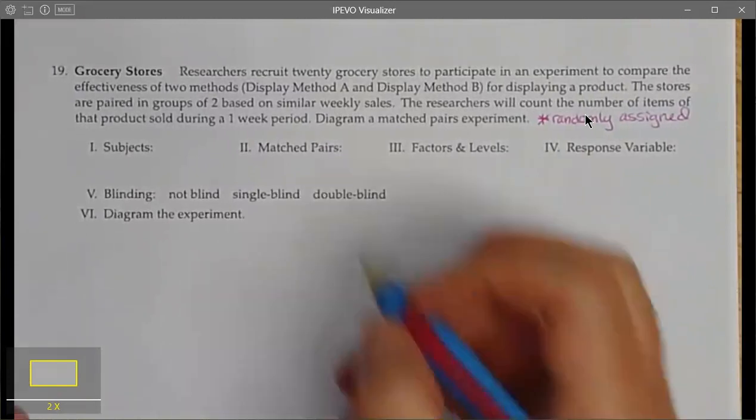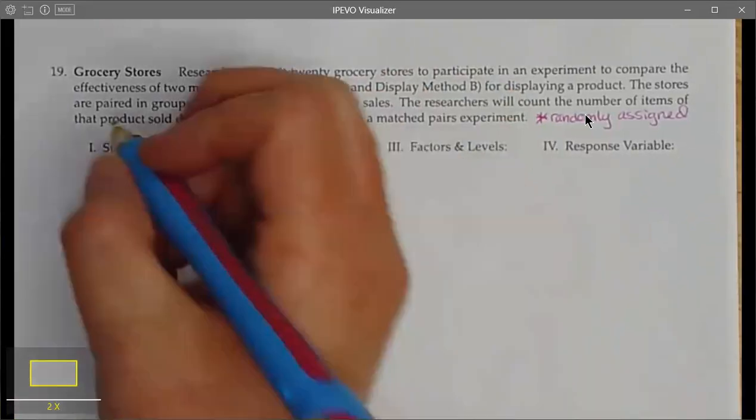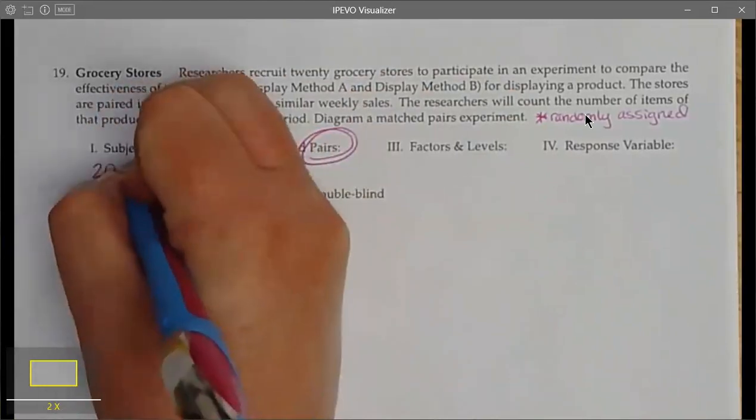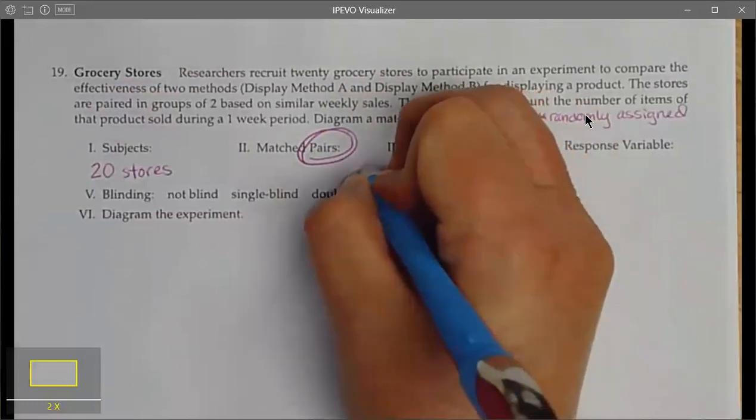So this is a traditional matched pairs in the sense that we have a pair, and we'll assign one part of the pair to get method A and the other part of the pair to get method B. Right? Our subjects are the 20 stores. And our factor is the display method.